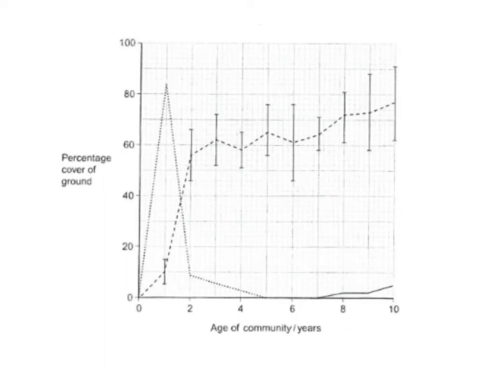Talk through the first data question in the Year 13 booklet. The topic surrounding this is succession. We've got three different lines on the graph. We've got colonisers, which you can see here. We've got other non-woody plants here. And we've got trees which start to appear here.